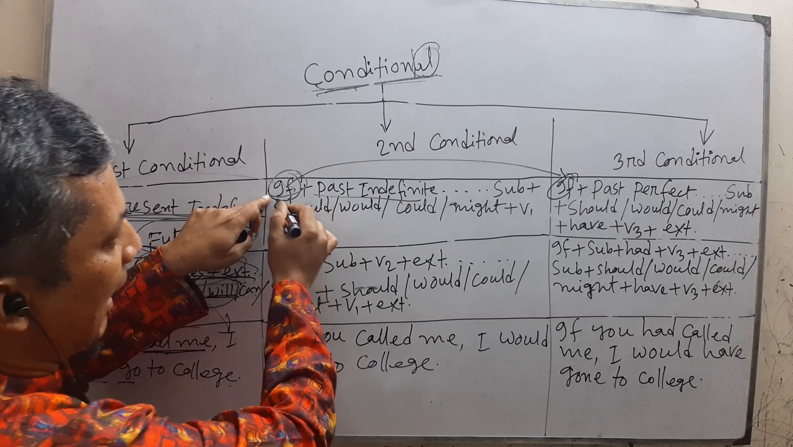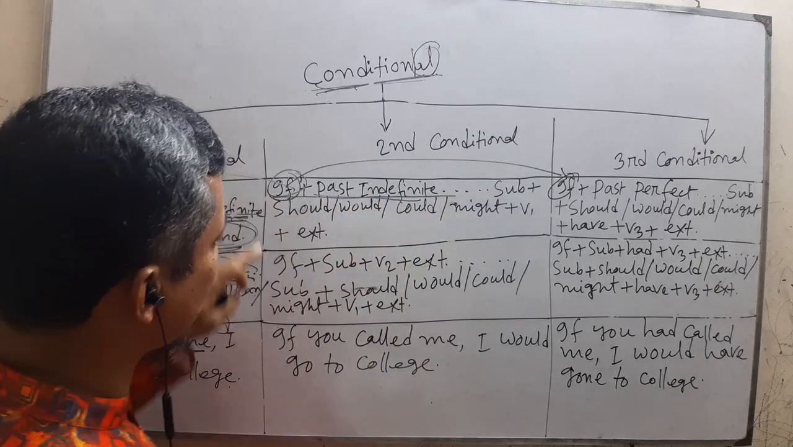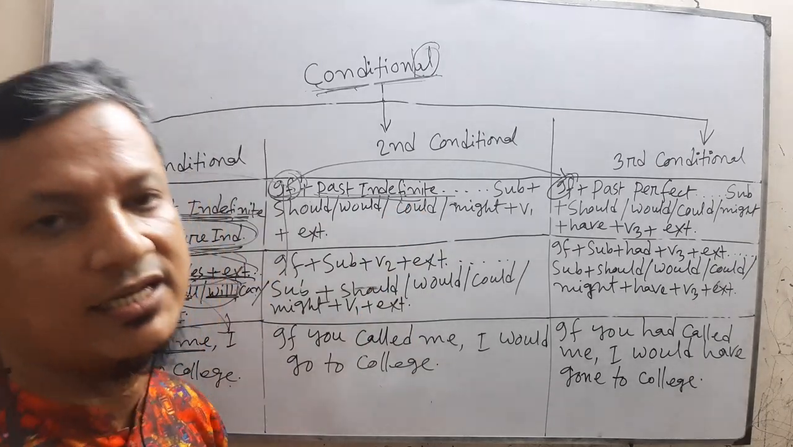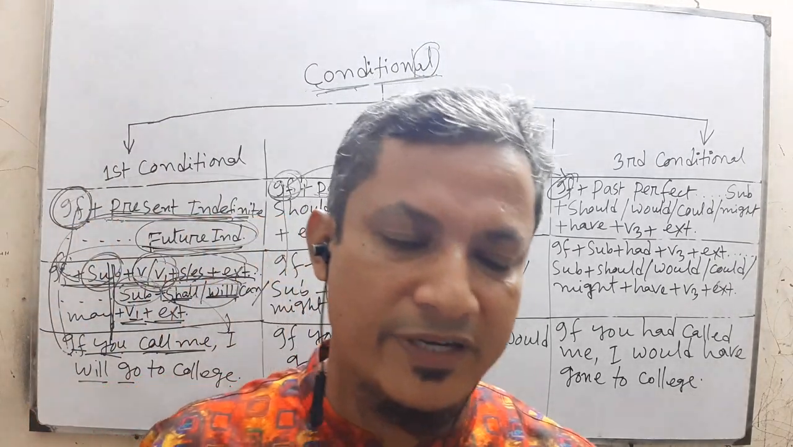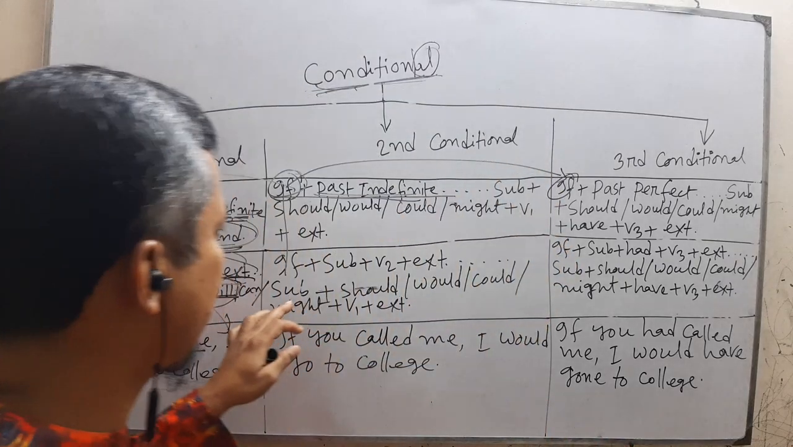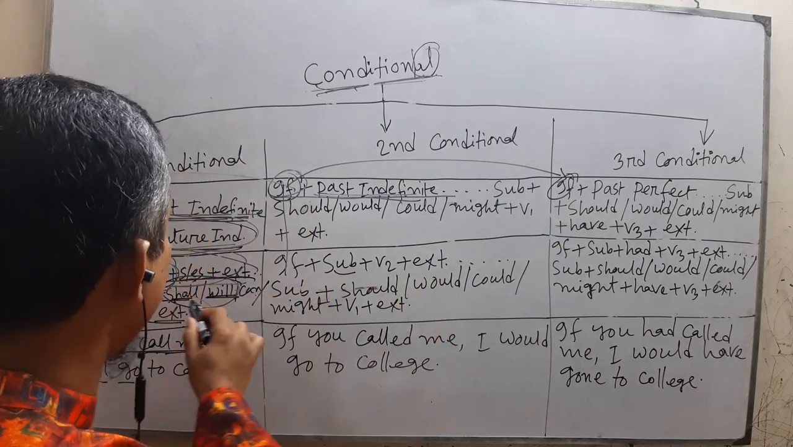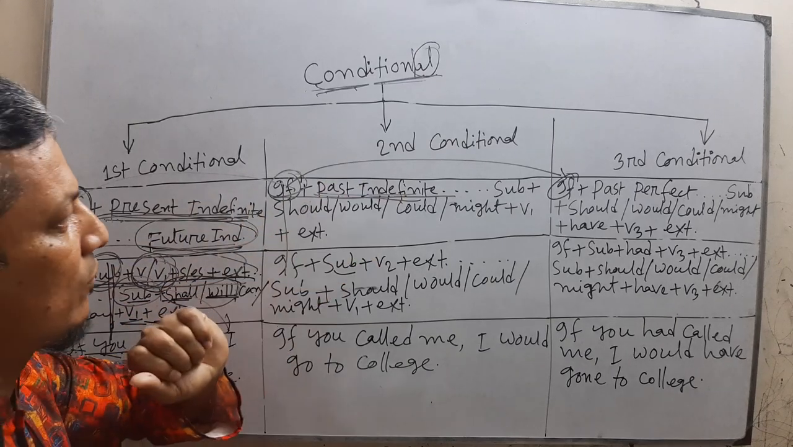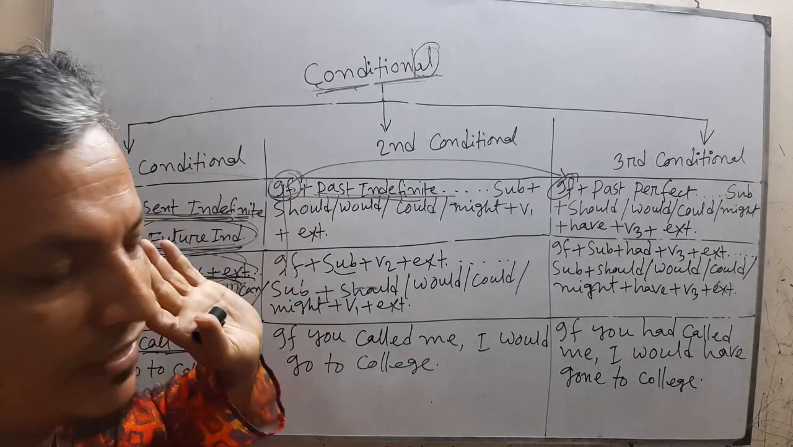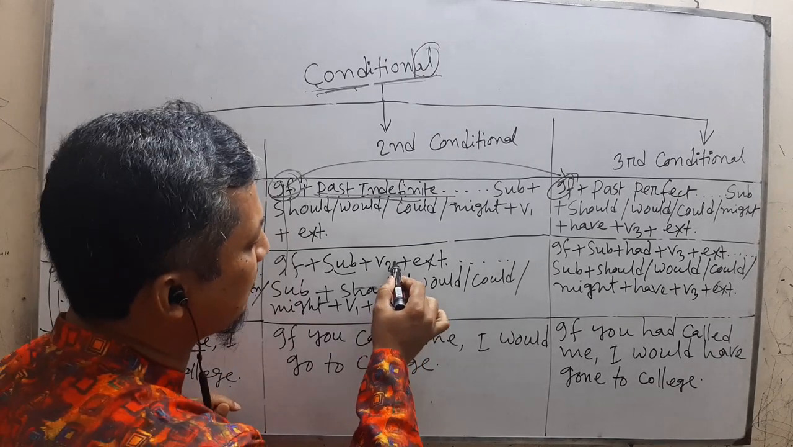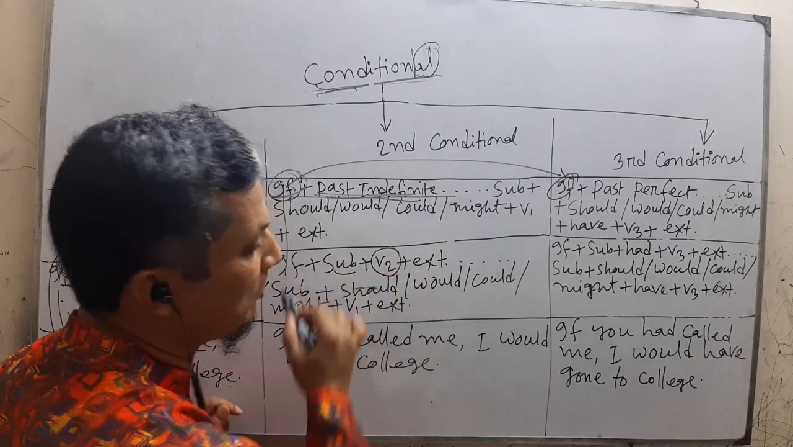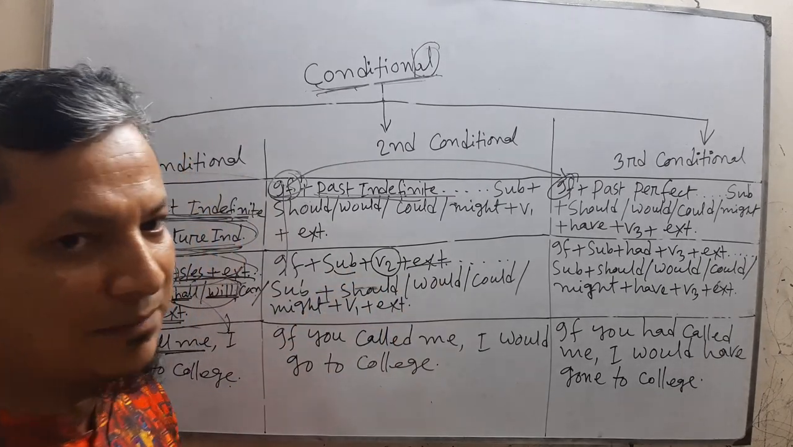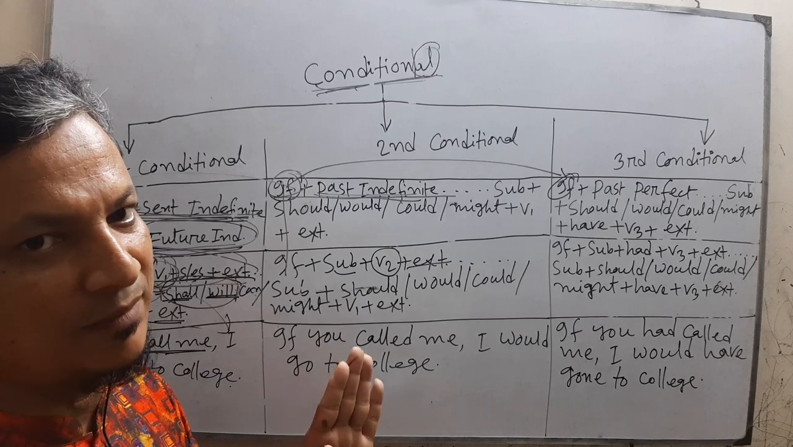Okay, now I am giving the structure to you. Okay, my dear students, if past indefinite tense, what is the structure of past indefinite tense? The structure is subject, then V1 in present form. When we make second conditional related to past indefinite tense, the verb must be in V2, that means the past form of the verb, then extension. Am I clear to you? Okay, my dear students, am I clear to you?